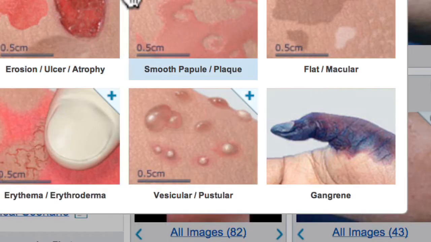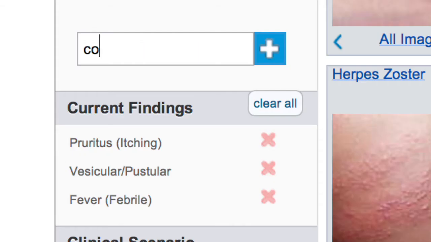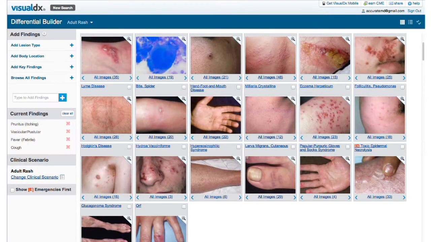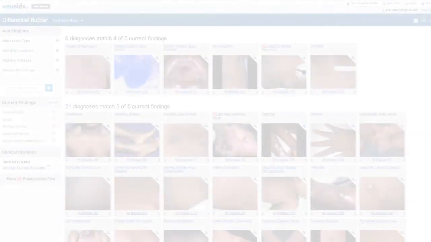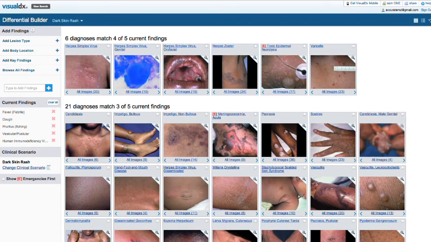Imagine trying to come up with an accurate list of all the diseases that can cause itchy blisters with a fever and a cough. Now try doing that in a patient with HIV and dark skin. That is the power of VisualDx.